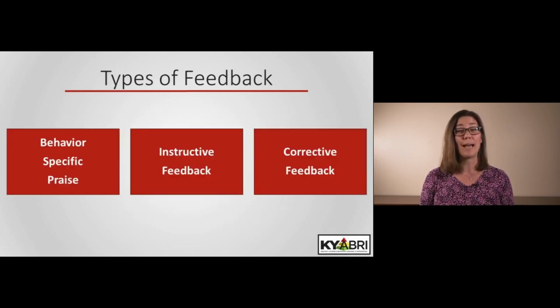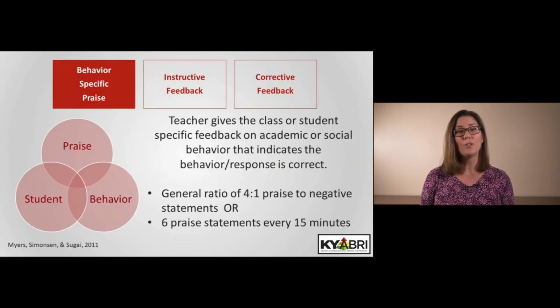Three forms of feedback that we will discuss that can increase student achievement are behavior-specific praise, instructive feedback, and corrective feedback. Corrective feedback is also frequently referred to as constructive feedback. Behavior-specific praise is the first type of feedback. It's an intersection of a praise statement specific to the student or the class and specific to a particular expected behavior. It's given when the response that the student exhibits is correct.